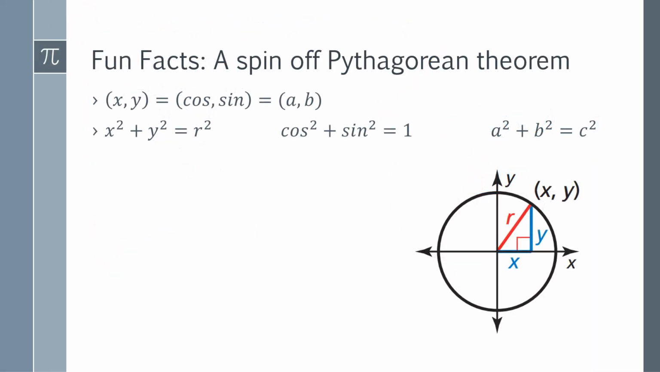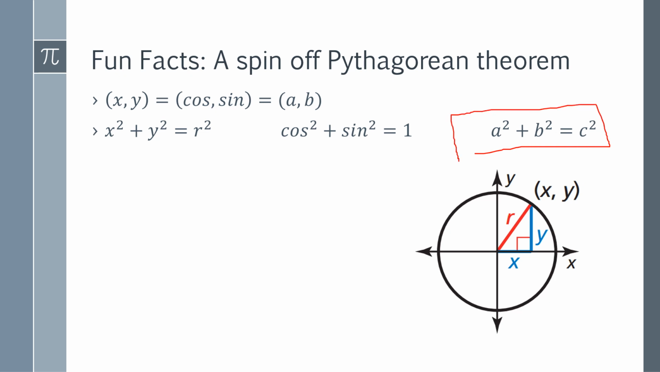Fun facts. A spin-off of the Pythagorean theorem. As I told you guys before, the Pythagorean theorem is going to have lots of pieces involved. So, it's going to have a squared plus b squared is c squared. That's your middle school version of it.